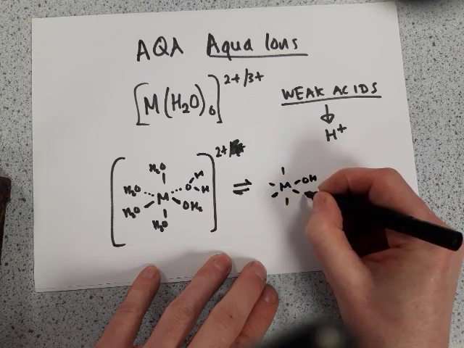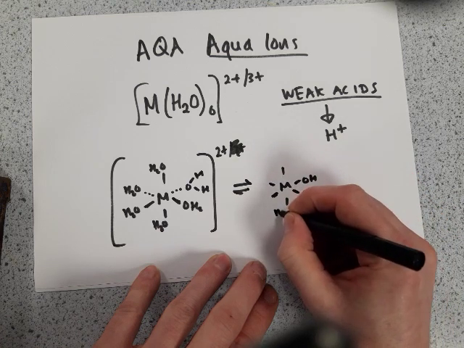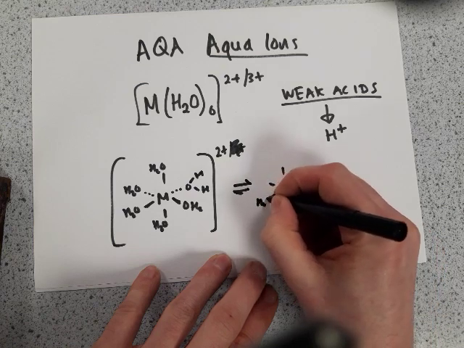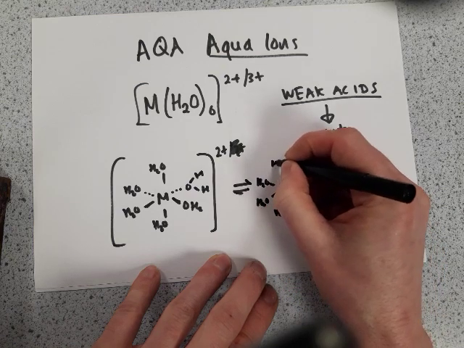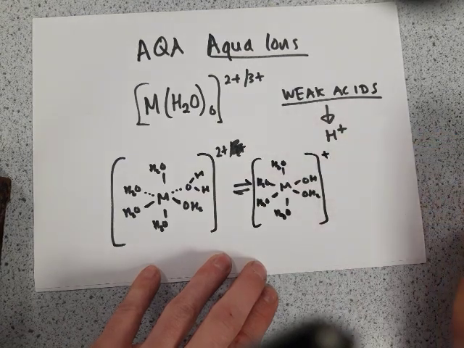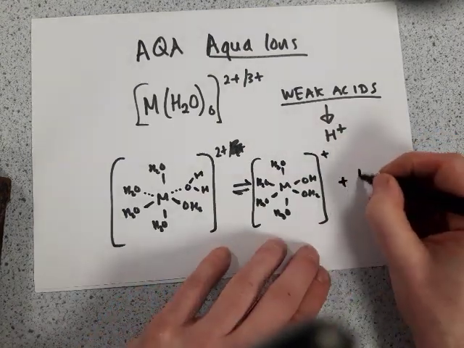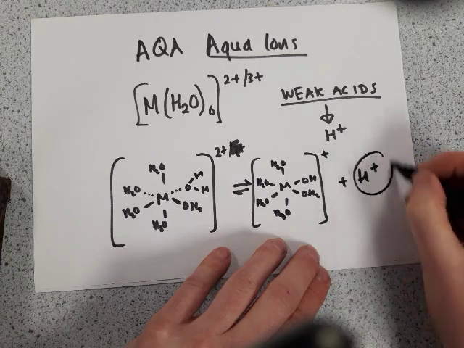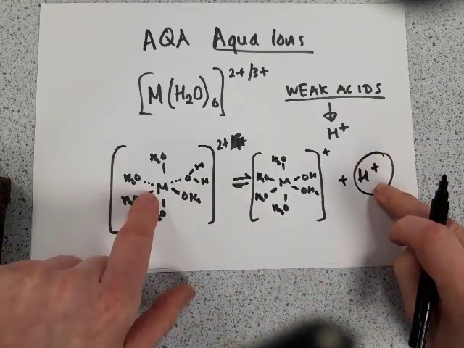To draw that as an equation, you could write M, then 2, 3, 4, 5. This is now an OH, and the rest are H2O. Sorry about the big fat pen blocking, not being very clear. But then the H+ ion drops into solution. Hence, metal ions are acidic.